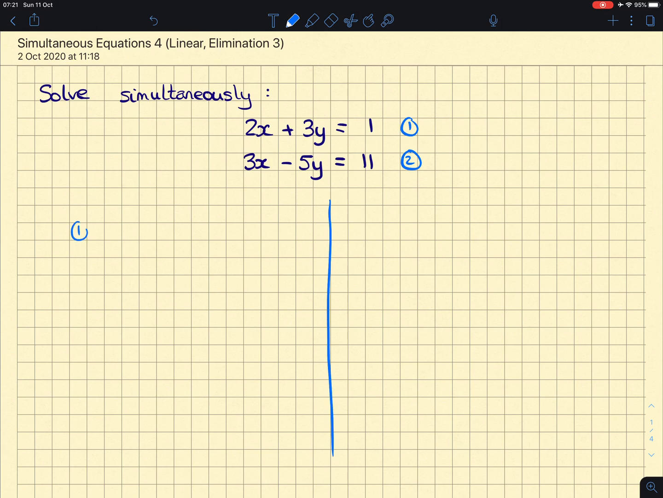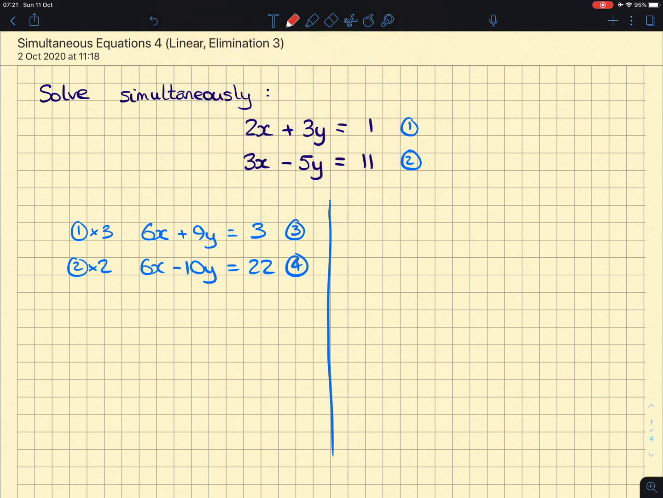So if we multiply the first equation by 3 and the second equation by 2, then that will give us 6x in both of these. Our 3y on the top will become plus 9y, and our 1 becomes a 3. And on the bottom, our minus 5y becomes a minus 10y. We have 22. So this is our equation 3. This is our equation 4.